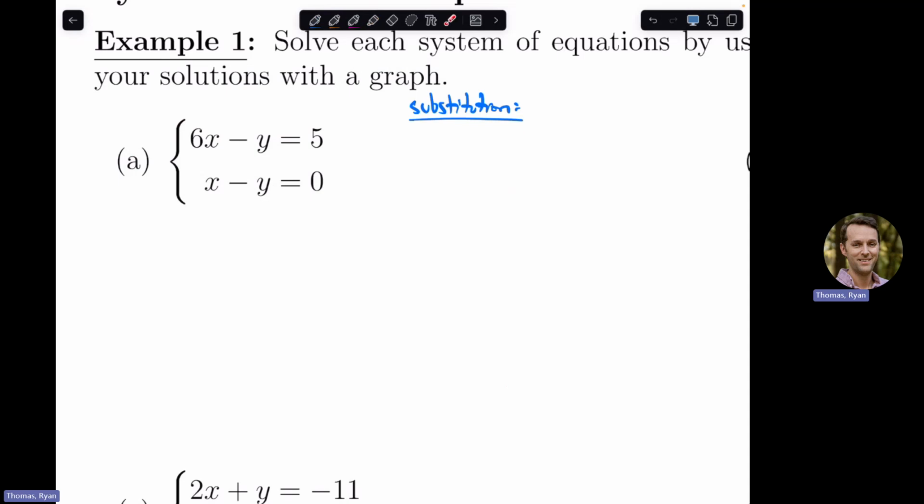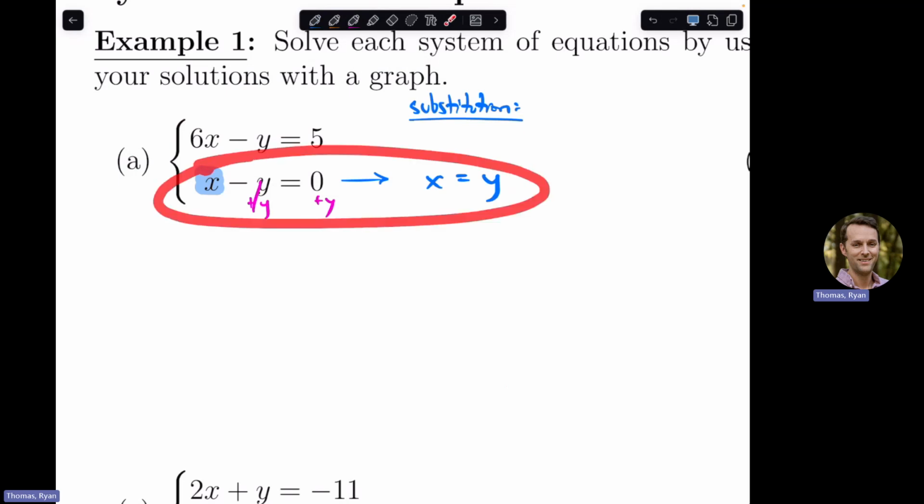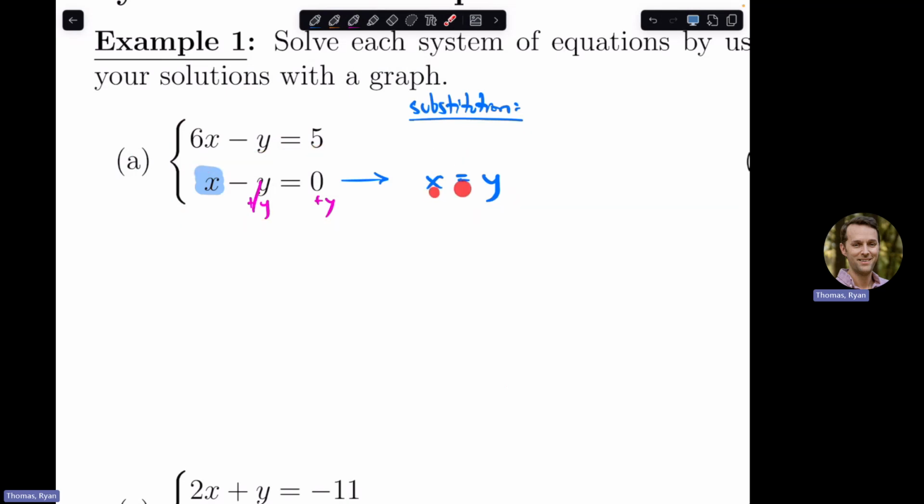So I might look at this and say, hey, I see an x all by itself here. I'm going to solve for that. If x minus y is 0, what would you do to get x by itself? Add y to both sides, right? So x equals y then? Okay. Well, we've used information from this equation then, right? We've only used the bottom line. It told me that x and y have to be the same for this to be true.